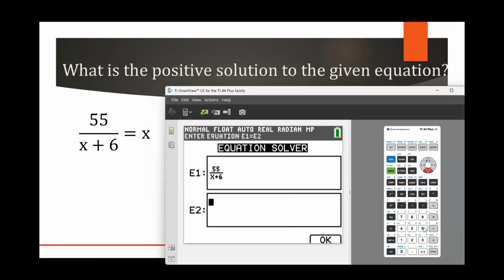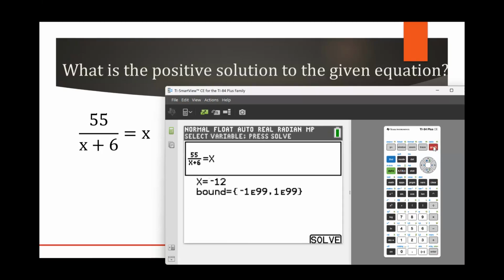And then for equation number 2, x. So I've got my left-hand side typed in. I've got my right-hand side typed in. I'm going to go ahead and press the graph button below the OK. Yeah, I'm going to leave it as -12. That's fine. Press the enter key.